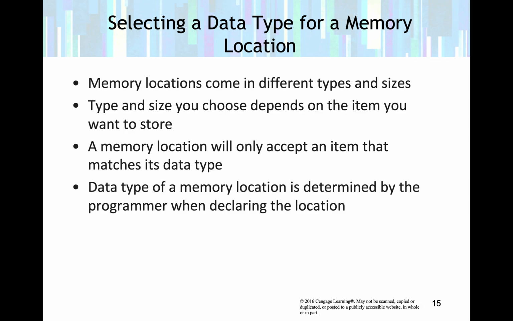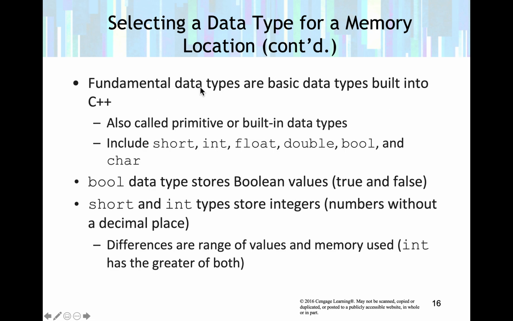So earlier we said that memory locations come in different types and sizes. So here are the different data types that we have in C++. These are called primitive or built-in data types because these are keywords or reserved words. We can also create our own data types if we wanted. That's something else that you could do, probably in advanced C++, but not in this class.